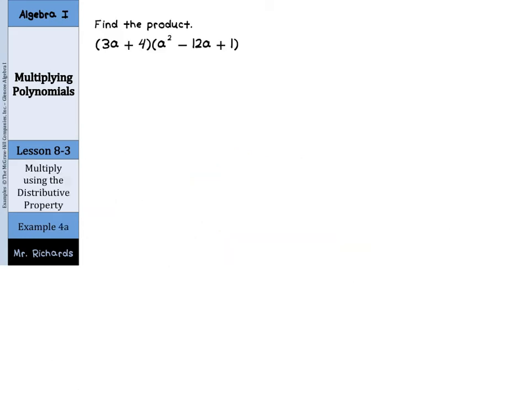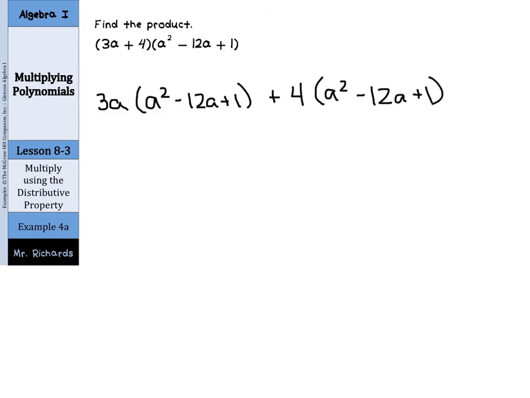What happens when we need to find the product of a binomial and a trinomial? Well, we get to use the distributive property. We're going to take the 3a and multiply it by a squared minus 12a plus 1. We're going to add that to 4 times the a squared minus 12a plus 1. And then we'll combine like terms. So basically we're taking this 3a and multiplying it by everything, and we're taking the 4 and multiplying it by everything. And so our 3a times a squared is 3a to the third.